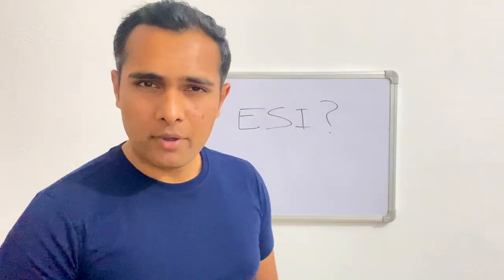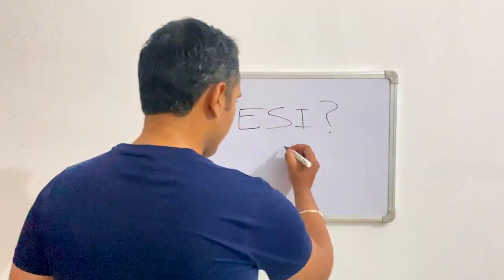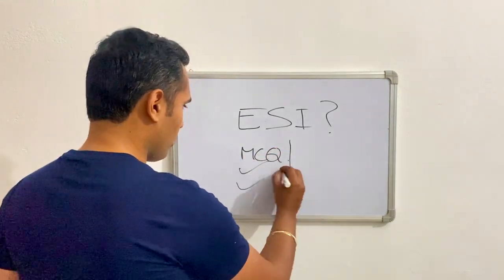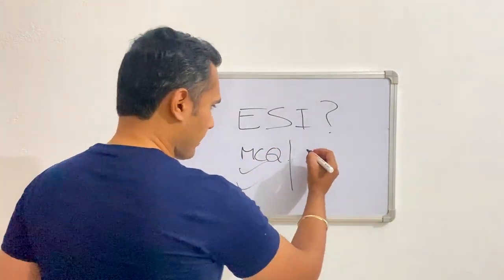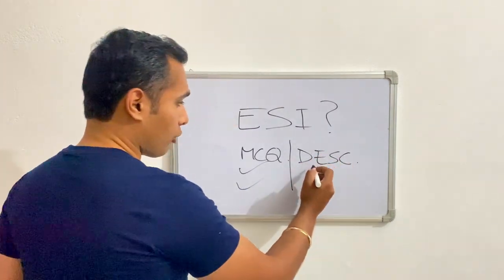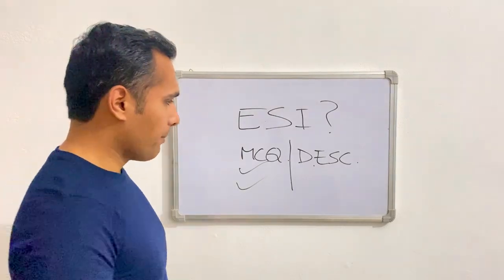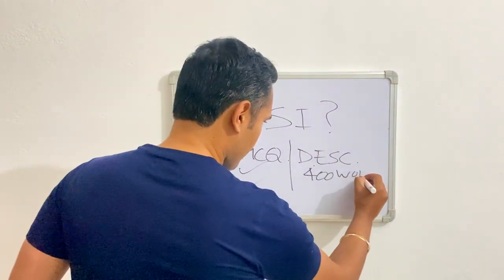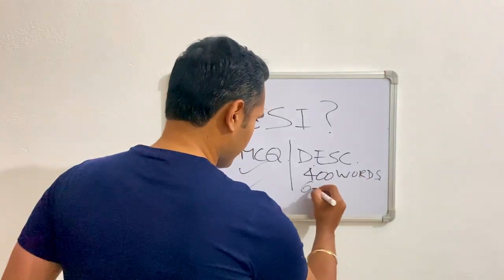So in the exam, in the phase 2 ESI, there will be two types of questions. First, you will be getting MCQs where you have to select the correct answer, and second will be descriptive. Now this is simple and also very tricky because this includes your 400 words answers and your 600 words answers.